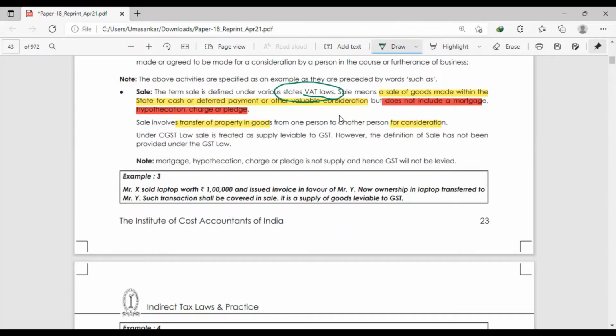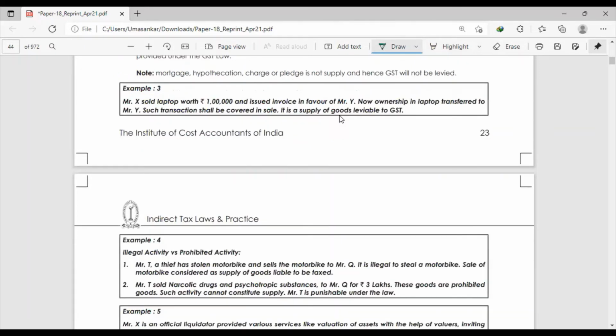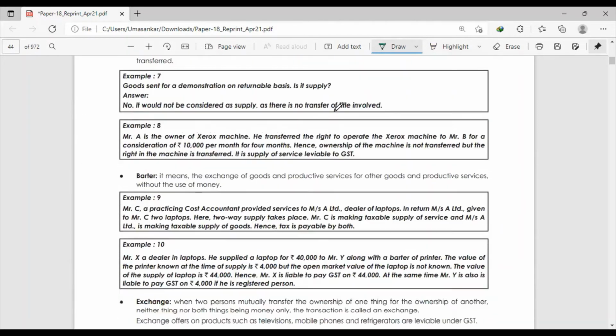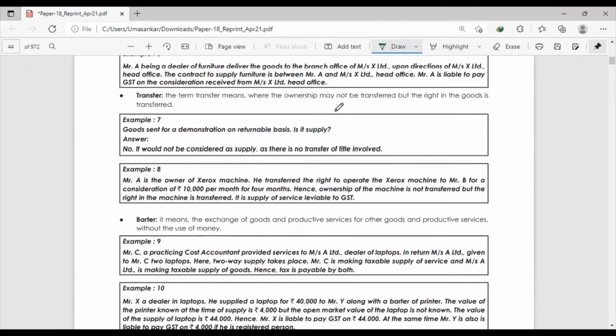Okay. So mortgage, hypothecation, charge or pledge is not considered as a supply. Hence, GST will not be levied. Here are some examples. You can go through them. I'm not going into it because I have certain time limits. Now, next, what is transfer?